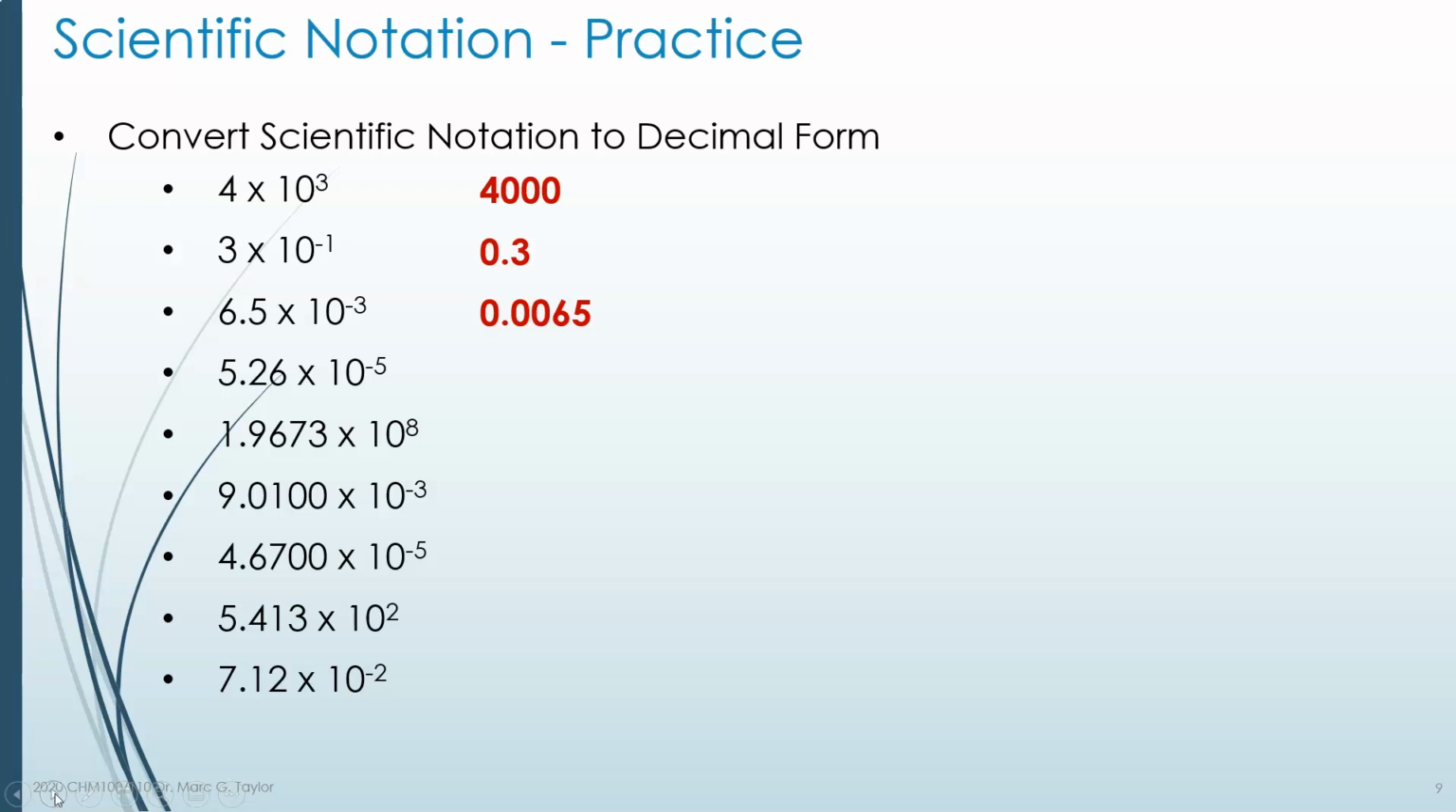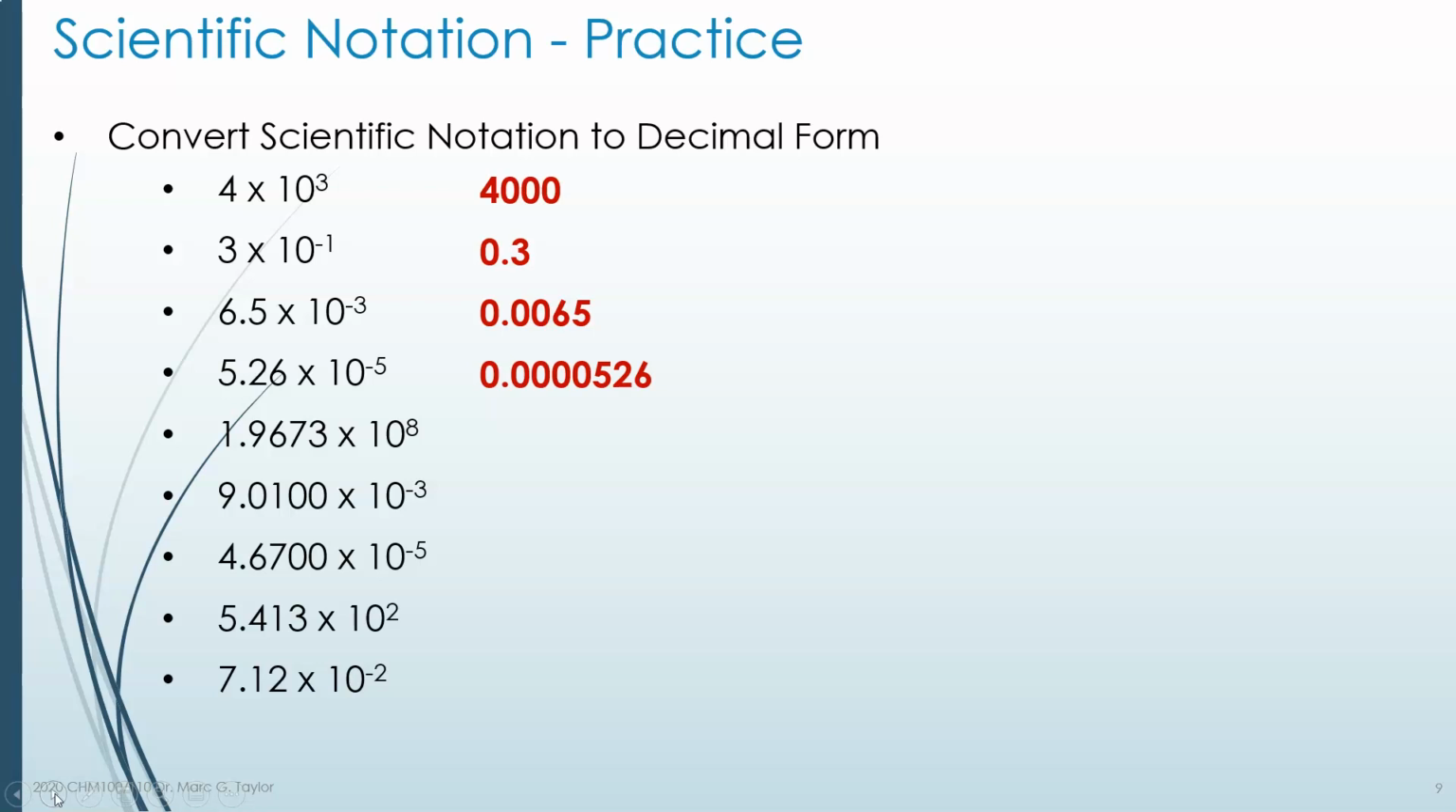Likewise, our next example, 5.26 times 10 to the minus 5, this tells you that you're going to be writing a 0.00 whatever, and that you're going to start writing your 526 at the 5th decimal place because it says 10 to the minus 5.